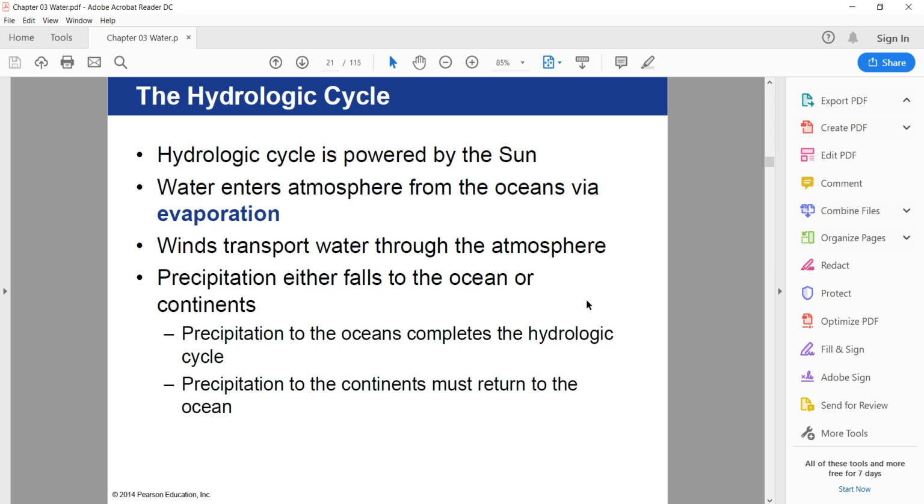The water is evaporated from the ocean and from the surface of the continent. It goes into the atmosphere, and then it falls back on the ground by means of precipitation, and then the runoff will move all this water from the continent back into the ocean.